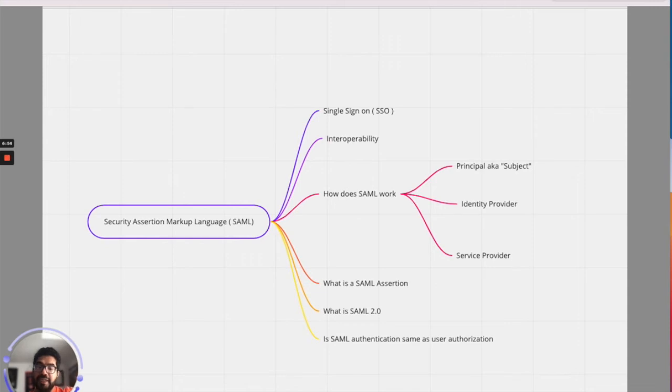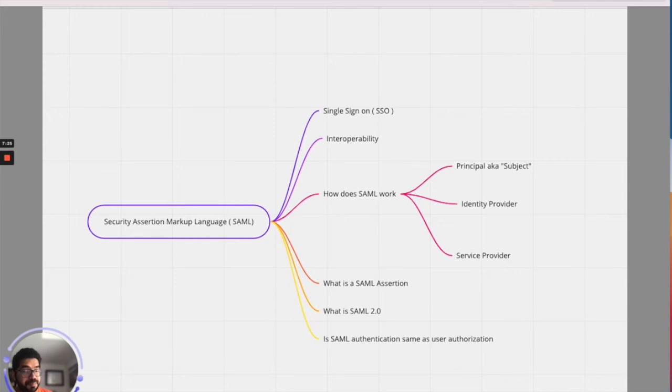The identity provider sends a SAML assertion. Important, right? The identity provider sends a SAML assertion to the service provider. And then sassy.com, which is the service provider, will send a response directly, give them the access, and all I need to do is send a response to the principal that, hey, you are authenticated now because your identity matched.